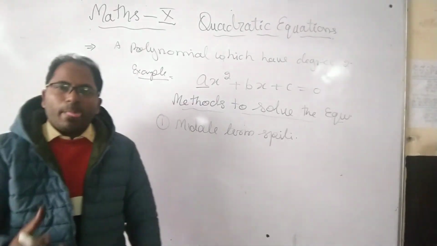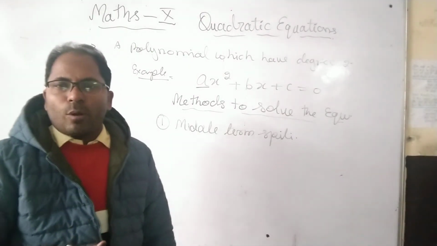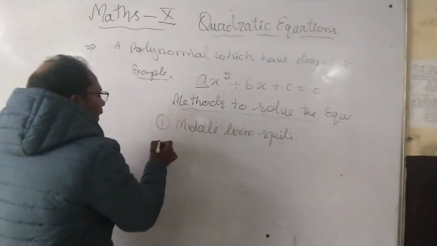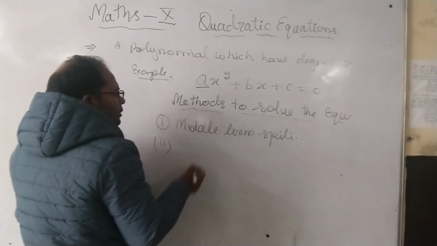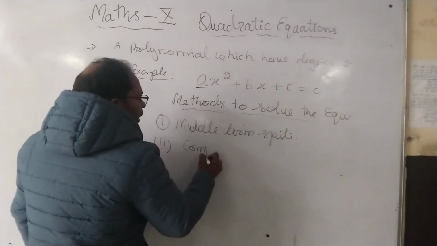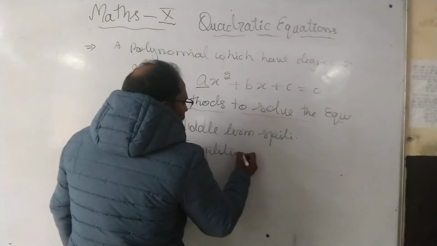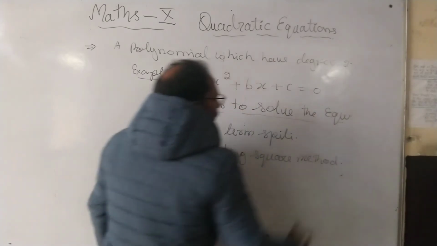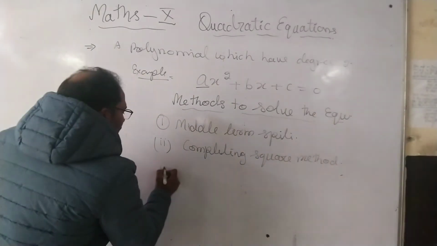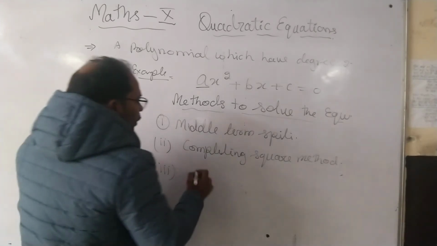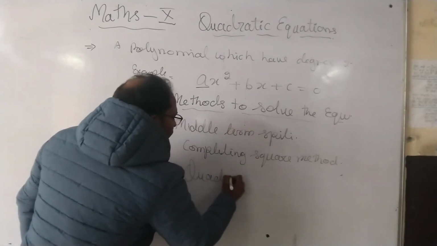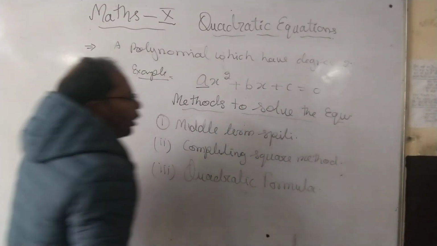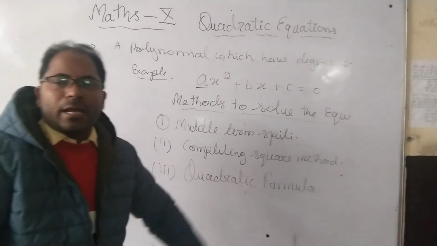The factorization is there. Even in 9th class, in the chapter polynomial, you learned this middle term splitting factorization method. And the second method, which you learned in class 10th, is the completing square method. And the third method is the quadratic formula. This formula is also known as Sridharacharya formula.